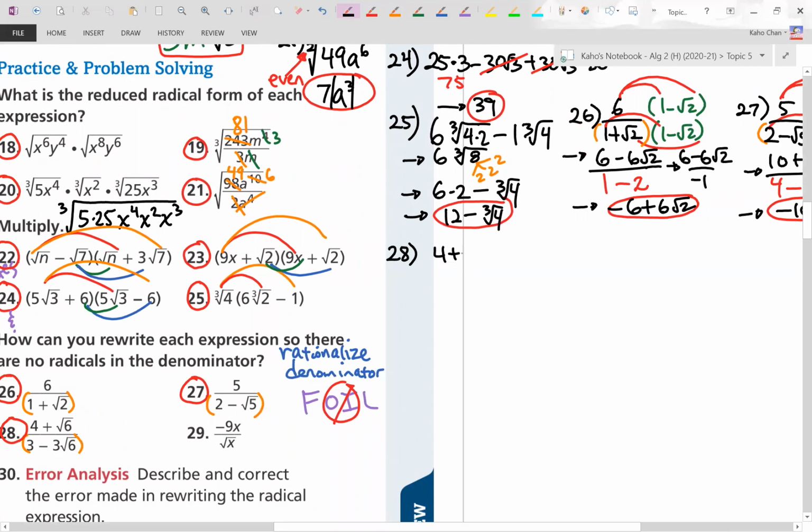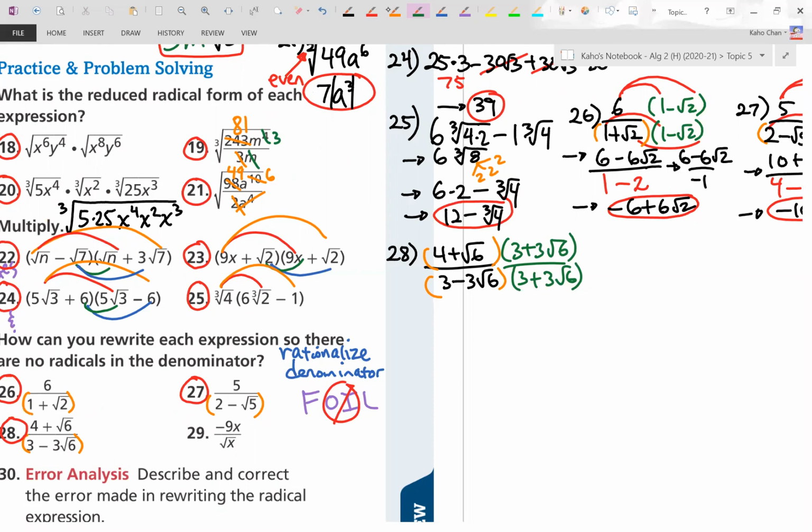Oh, this is a little more complicated. Still have a binomial. And our conjugate in the denominator, of course, is 3 plus 3 root 6. Tops and bottoms. Okay, I'll do the denominator first this time.